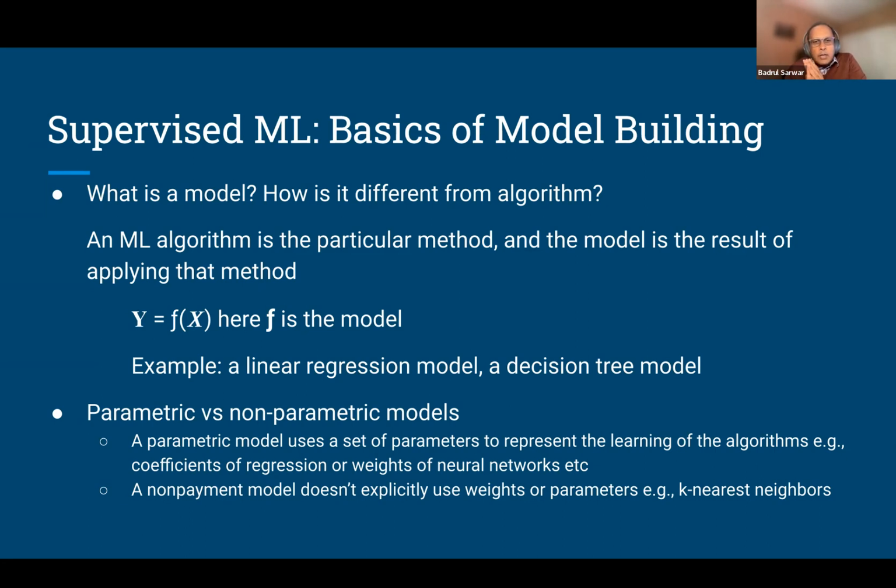And one of the things that you'll encounter is that these models can sometimes be parametric, or sometimes non-parametric. We will take linear regression as an example today and take a deep dive into that. That's an example of a parametric model. Basically, a parametric model is a model that uses a set of parameters to represent the model. The coefficients in a linear regression or logistic regression, or weights in neural networks, are parameters.